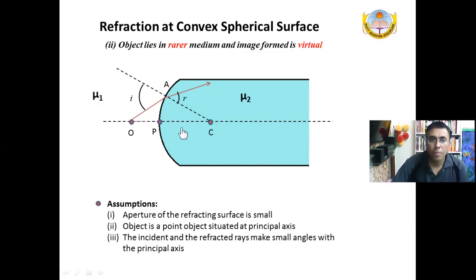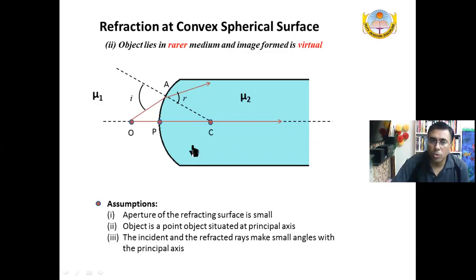Okay. Now, in order to get the image, we need two rays. So, second ray, we take it as the ray which is going along the principal axis like this. And as we can see that both these refracted rays are diverging, that is, going away from each other. So, obviously, these two rays are never going to meet.